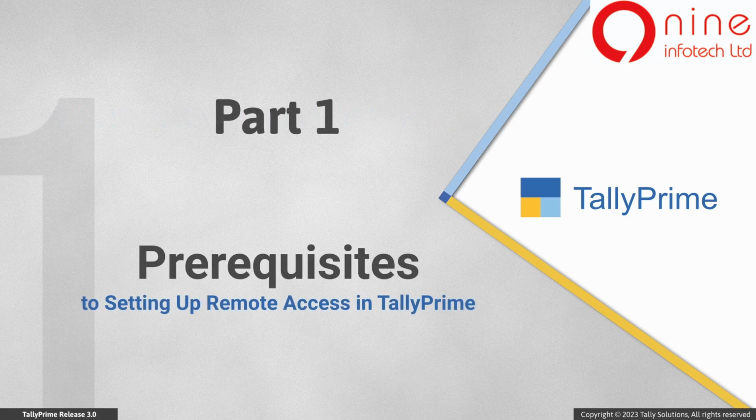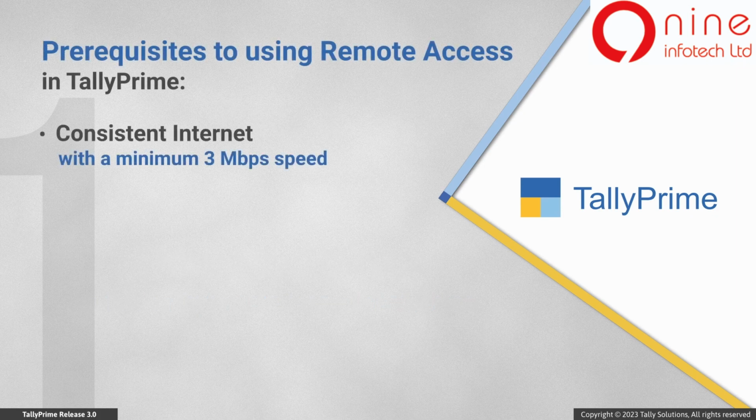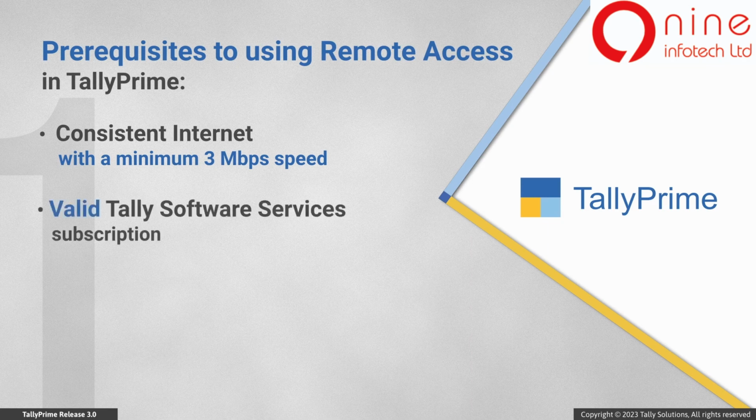However, there are some prerequisites to it. First and foremost, you need a consistent internet connection with at least 3 megabits per second speed for a decent experience with remote access in TallyPrime. It ensures that you access the TallyPrime company smoothly without any interruptions or lag that might occur due to inconsistent internet or lesser internet speed. Moreover, you will need a valid TSS subscription, and the latest TallyPrime release is recommended.